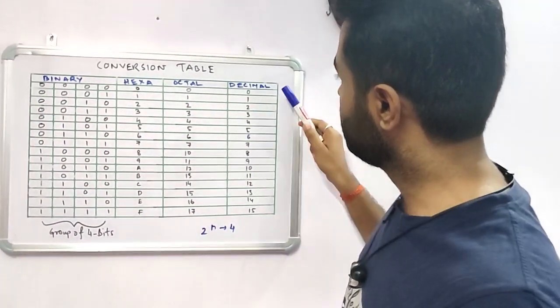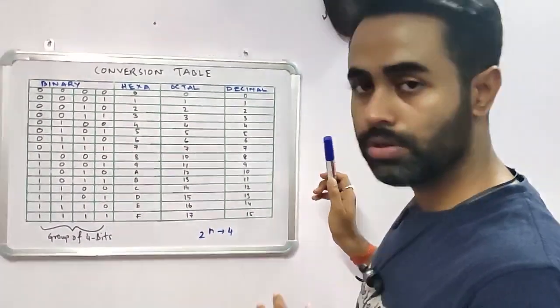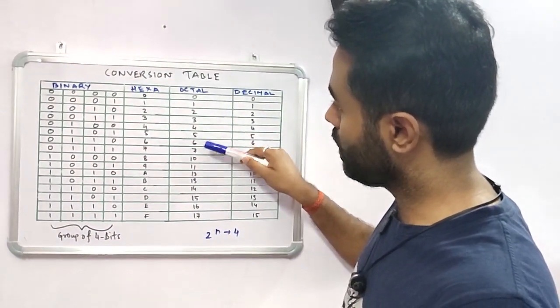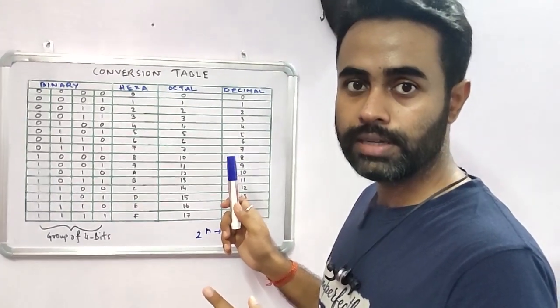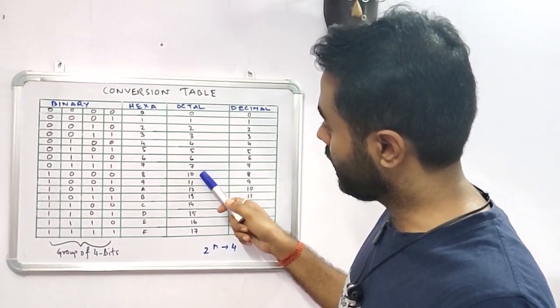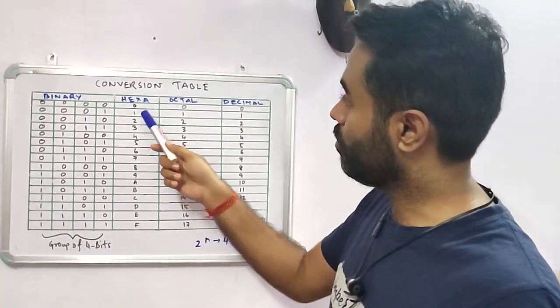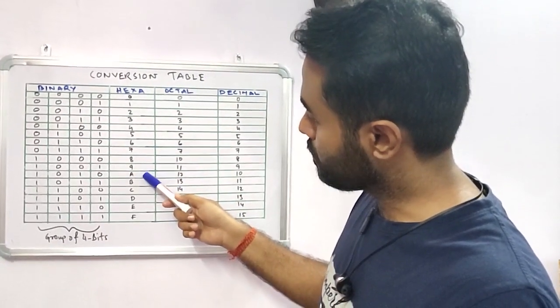So now we have decimal values starting from 0 to 15, comprising 16 values. We have octal from 0 to 7, as we only have 8 values for octal, that is from 0 to 7. And then we have 10 to 17, as we don't have 8 and 9 for octal values. And for hexa, we have 0 to 9 and then capital A to capital F.